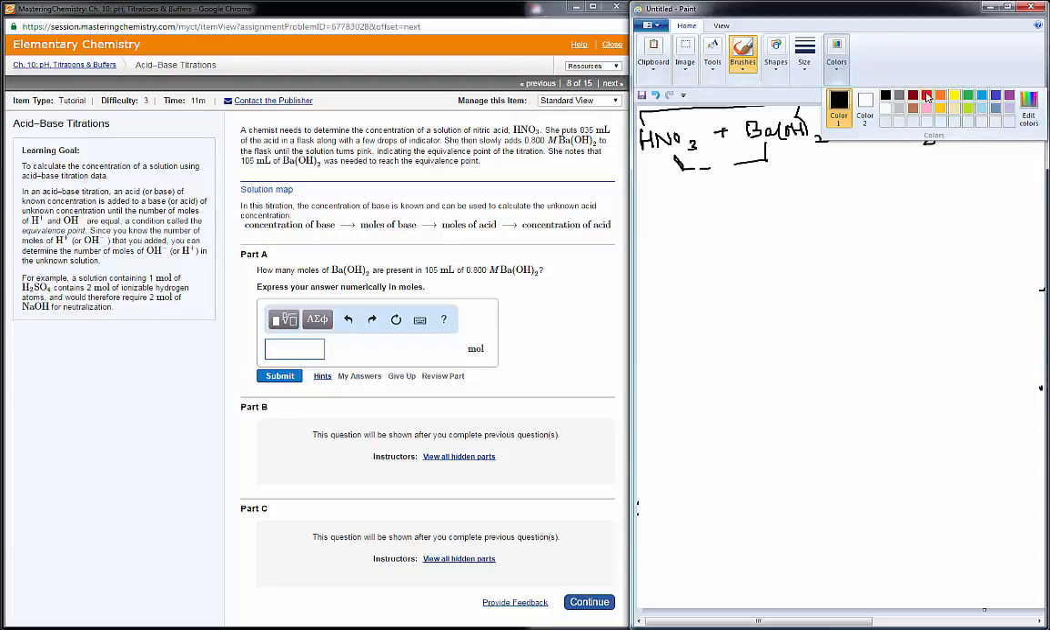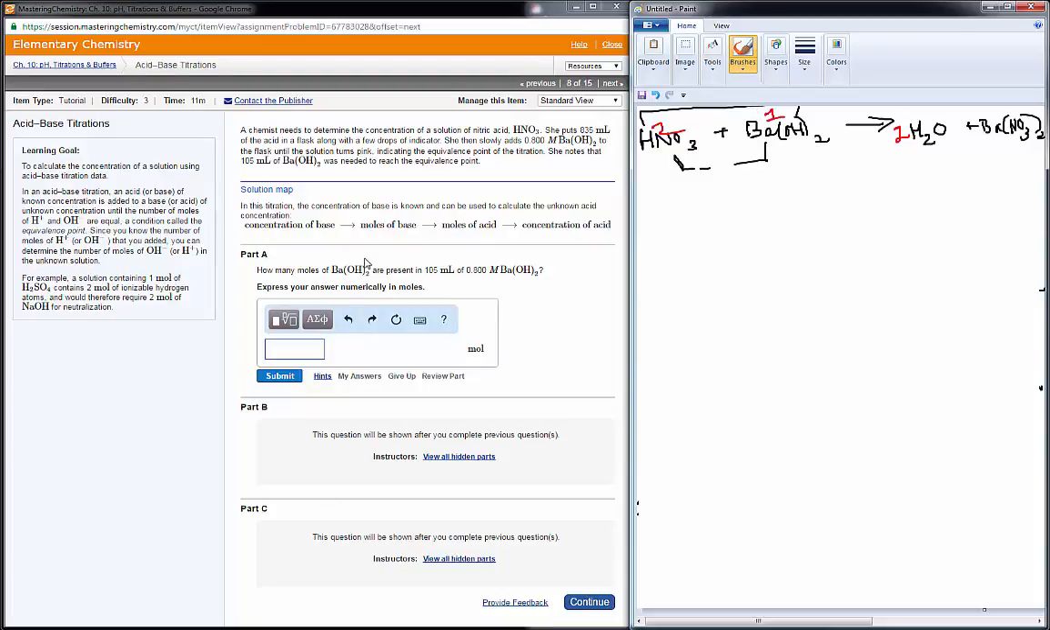And why is that important? Why do I care? Because when I balance this equation, I see I need 2 nitrates, so I'm going to need 2 HNO3s, and that gives me 2 H's and 2 OH's, so I get 2 waters. So 2 HNO3s react with only 1 barium hydroxide. That's going to be important for the equation that we've got here.